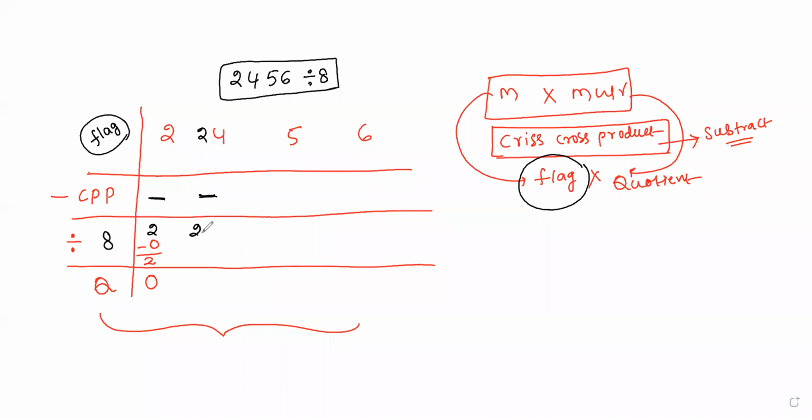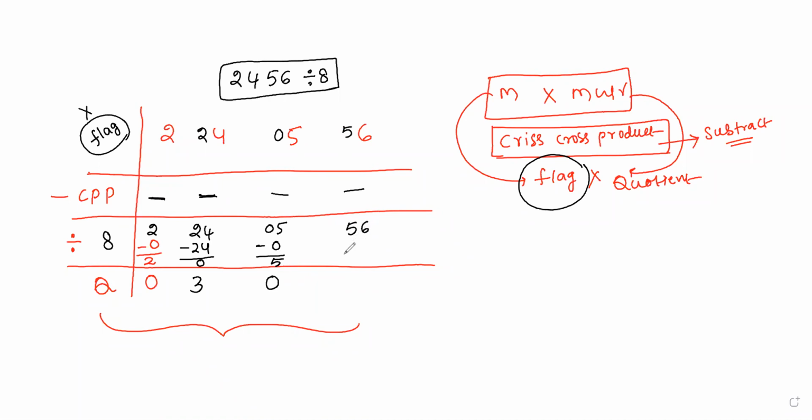That means there is no criss-cross product here also. So I'm taking 24 as it is here and dividing with 8. So 3 times, 24 we are subtracting, and 0 will be the remainder. So this 0 we are writing next to the next number. So again, no criss-cross product, because no flag digit. So 05, we can take 0 times here. And we are subtracting 0 from this number, so 5 will be the remainder. So this 5 will be carried forward, and there is no criss-cross product.